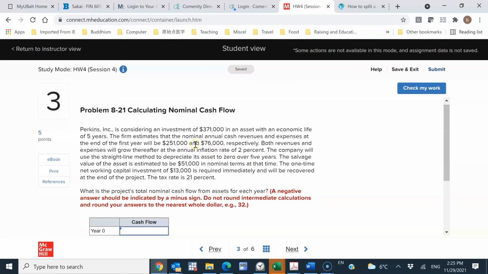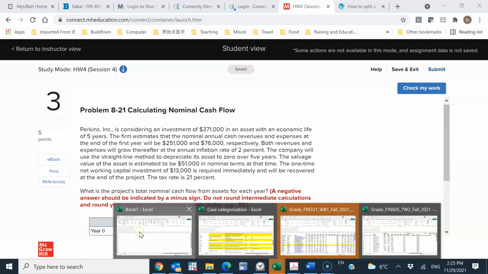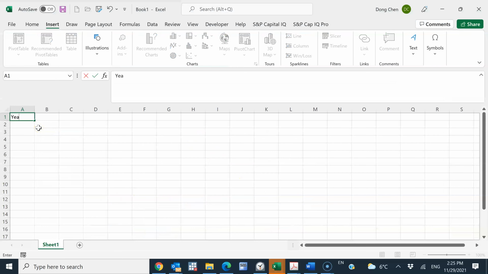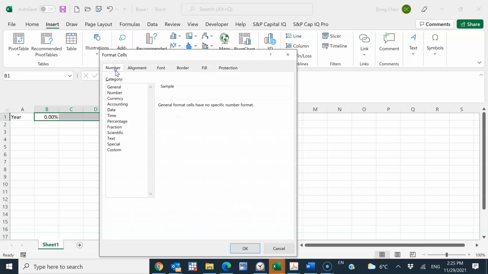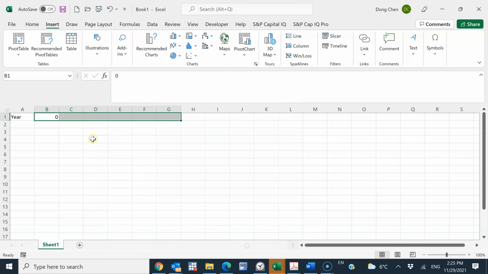So first is put the numbers into the right place in the worksheet. So I'm going to open this. First, I put the year number. So this is 1, and I don't want this to be in percentage, so just change the format to the regular number format. And this is 1, and now I can extend this to the other years. Remember, we have 5 years, so the last year is 5.